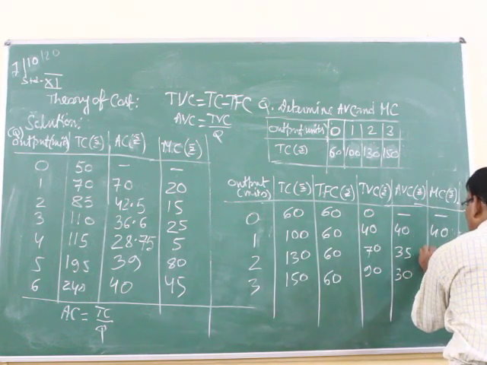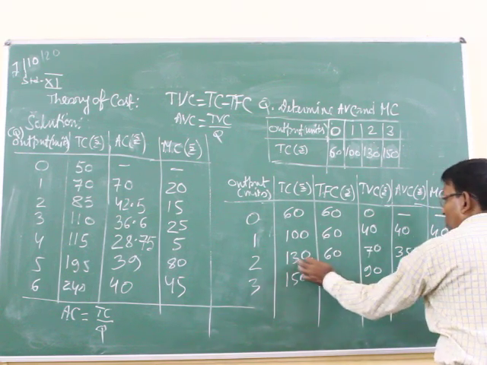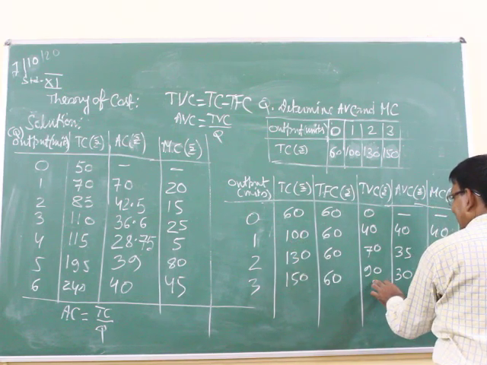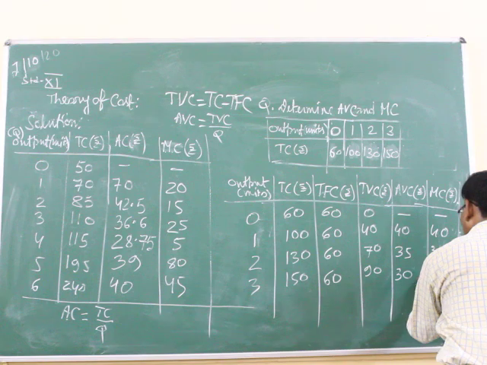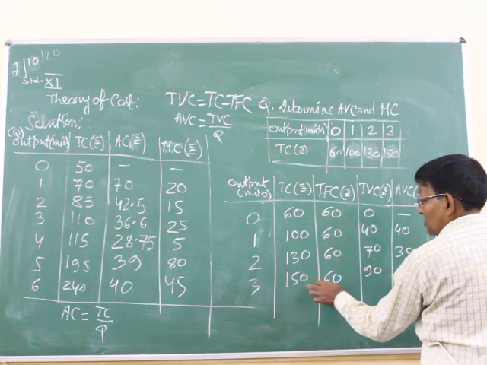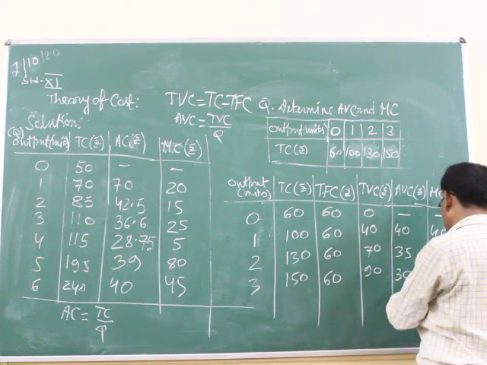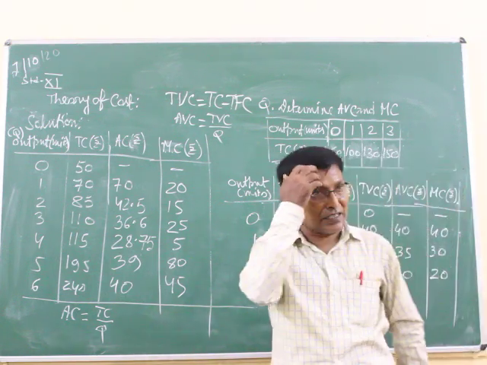70 minus 40, it is 30. For 130 minus 100, it is 30. Next one is 90 minus 70, 20. For cross verifying, 150 minus 130, it is 20. That is the second question.